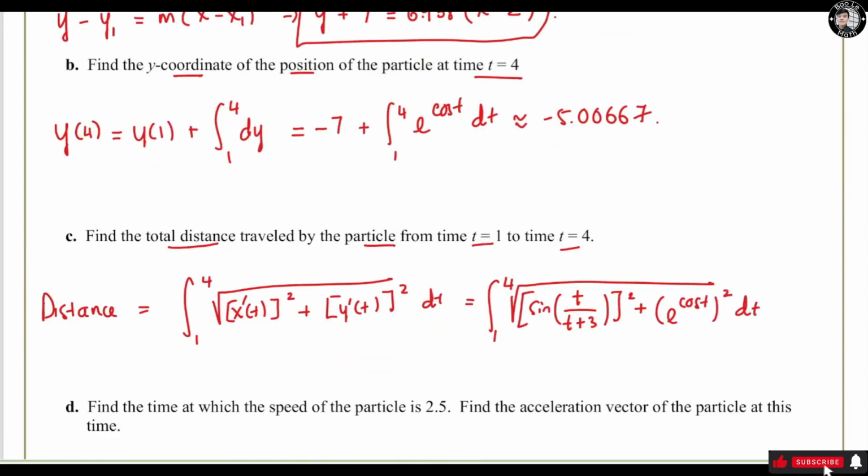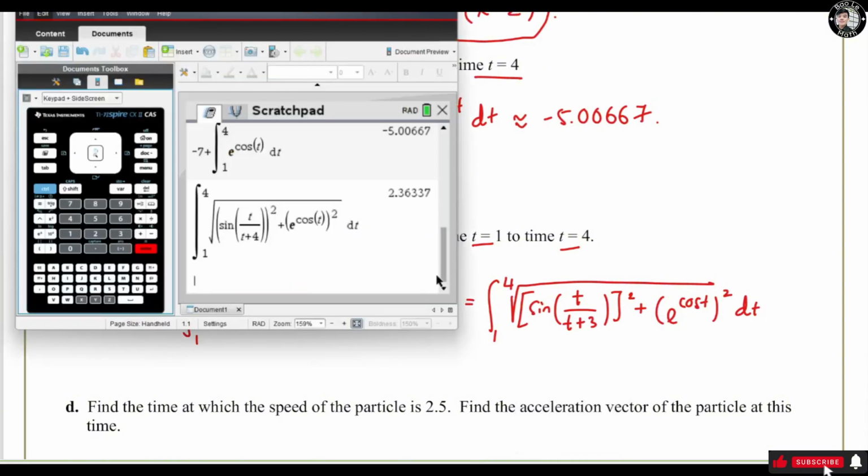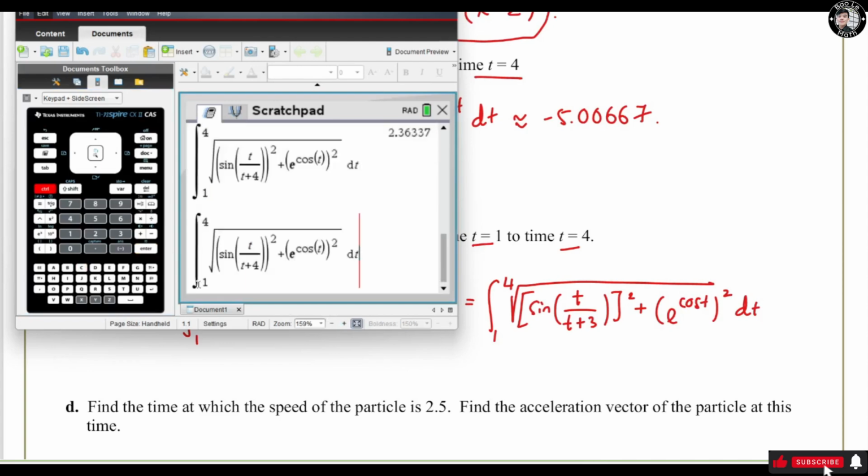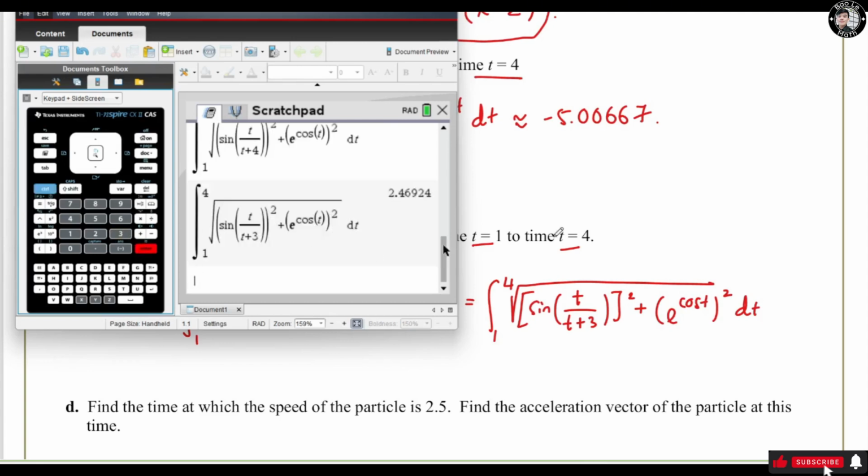Now we're going to pull up the calculator. I'm going to copy this one over here. I just changed the number. This should be 3, right? And then press Ctrl Enter. It's going to be 2.469, right?